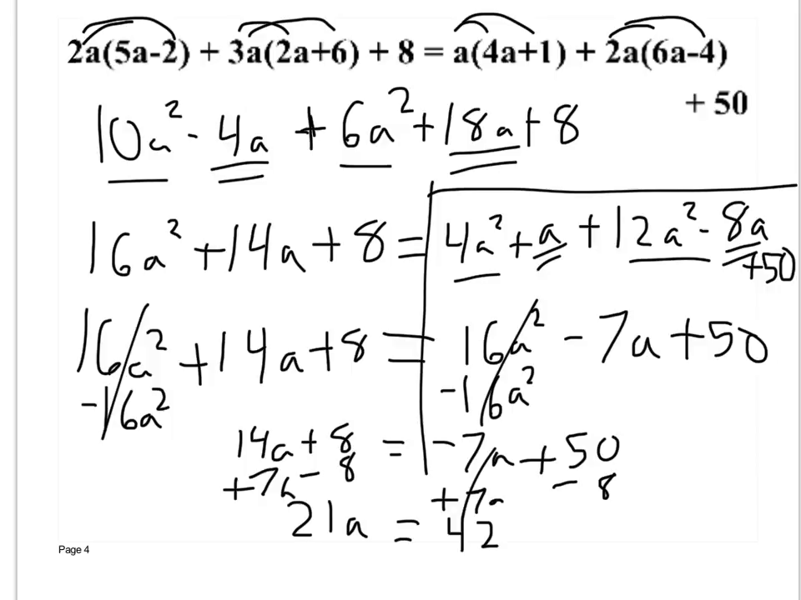So then I divide by 21. What's 42 divided by 21? a is 2. You can plug this back in and see if it works out. It does.